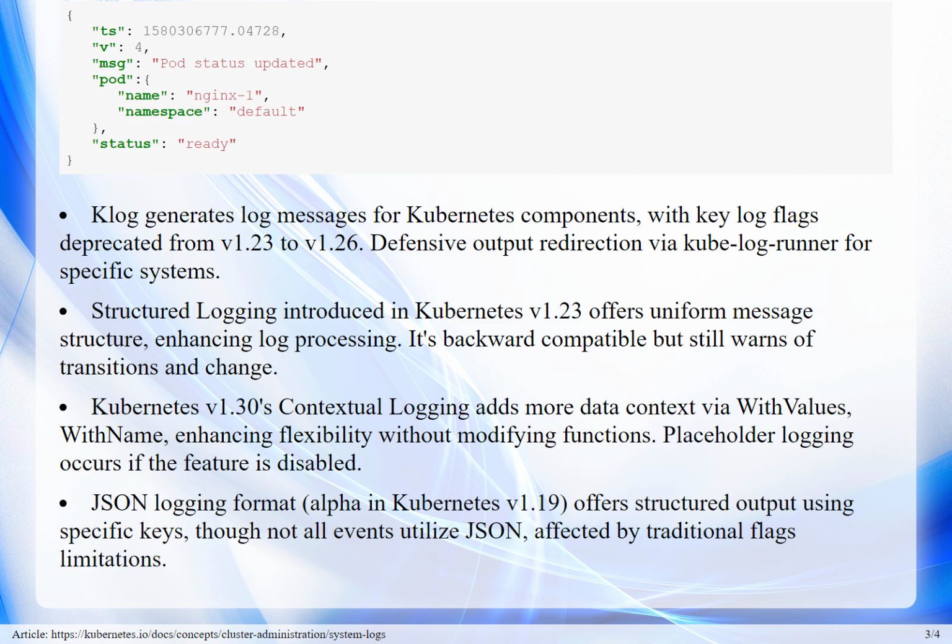The JSON log format, available as an alpha feature starting from Kubernetes 1.19, allows logs to be written in JSON instead of traditional formats. Note that standard klog flags might not support JSON output, and some logs might remain in non-JSON format, especially during initialization. This format uses specific keys like ts for timestamps and err for errors, impacting components like the kube-controller-manager and kube-scheduler.